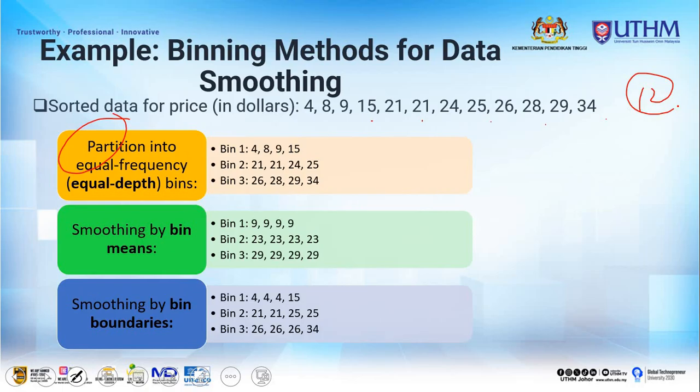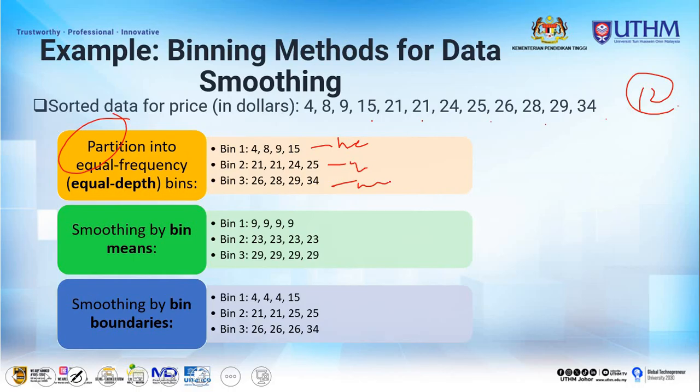And smoothing by bin, so this one by means. Smoothing by bins means replace each value in the bin with the mean of that particular bin. You have to identify the mean for this, mean for this, mean for this. So each of the bins has its own mean.